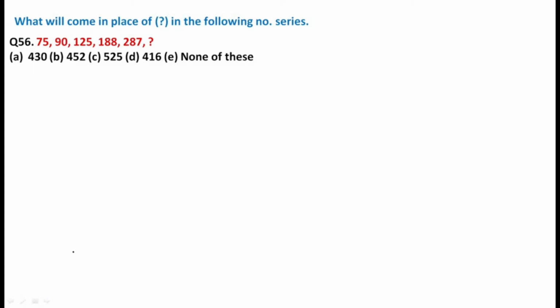Now, if the numbers are nearer, you just find the difference. If the numbers increase suddenly, you just find the logic in terms of multiplication. Like, see, it's 75, 90, 125, 188, 287. You need to identify what is the next number.